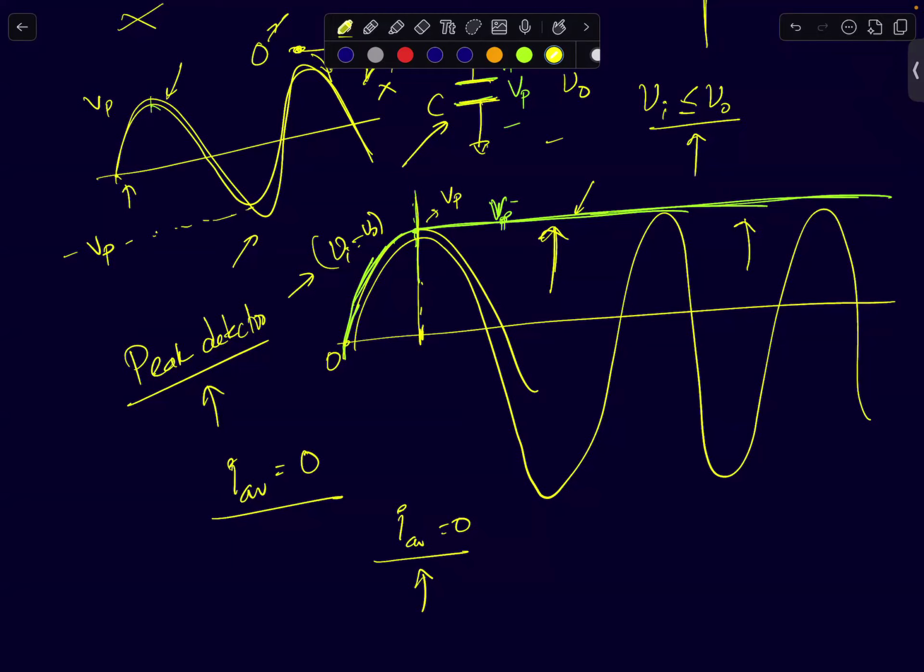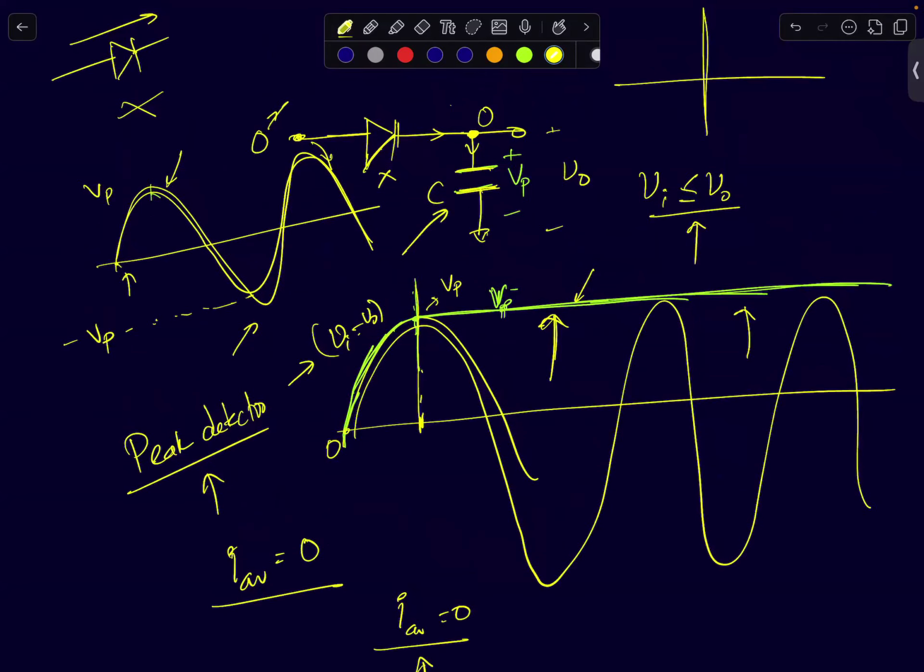It's also used as AC to DC conversion. So you guys should understand that even though this looks like a very simple circuit, right? A modified version of this is used in RF energy harvesting. So sometimes you have these chips with very low power consumption. Okay, you can't afford to put batteries on those chips.